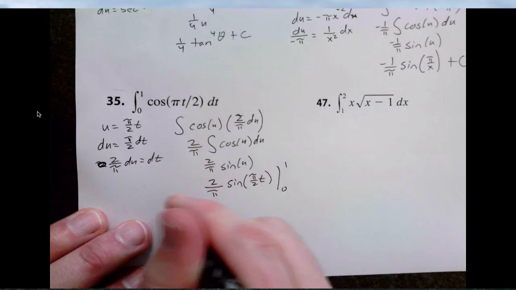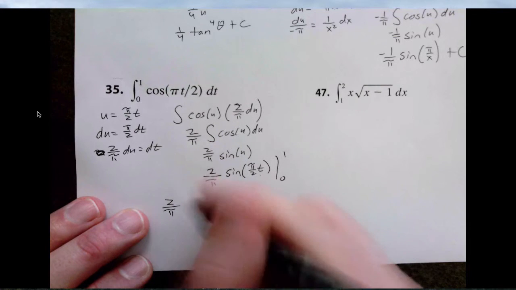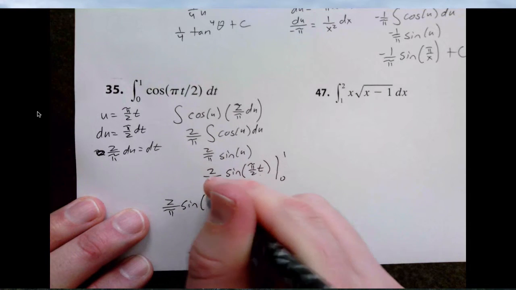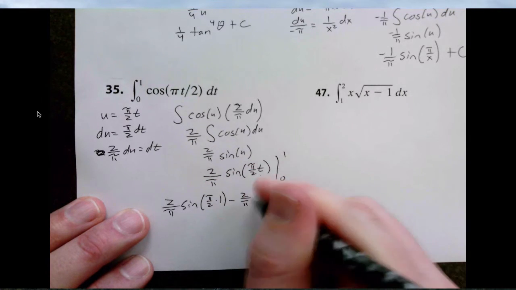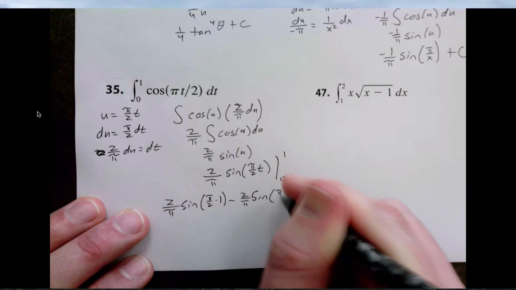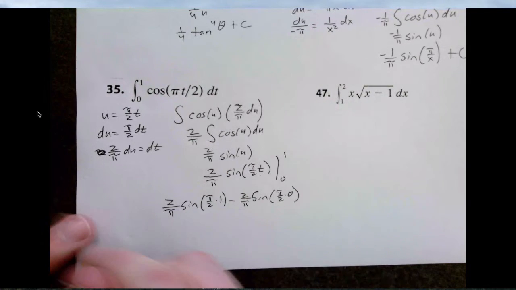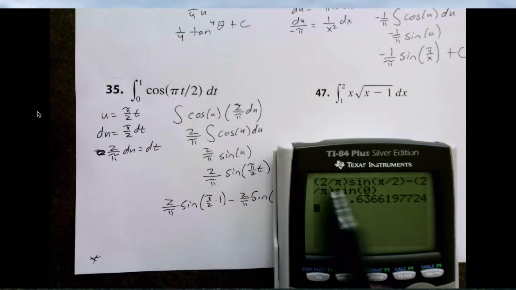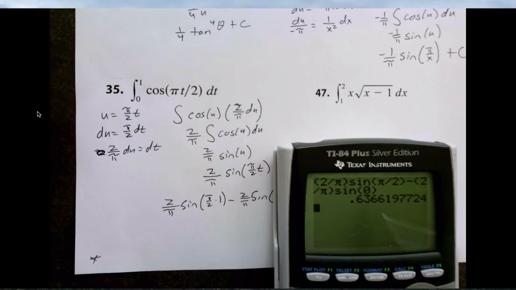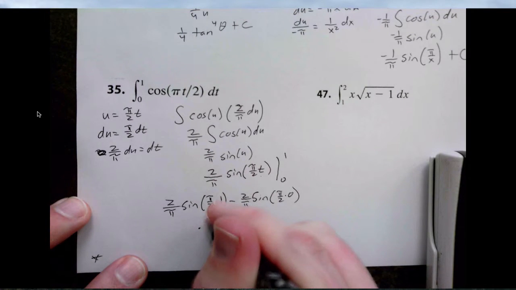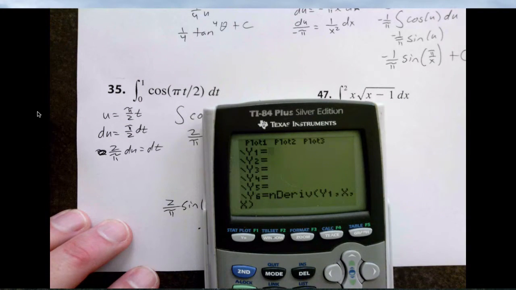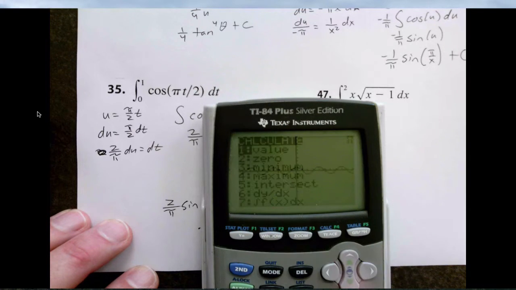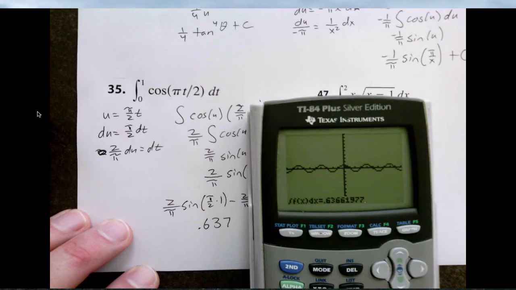So when I do this, now I have 2 over pi sine of pi over 2 times 1 minus 2 over pi sine of pi over 2 times 0. Okay, so when I type in all of this right here, I end up at 0.637. And that is the area underneath the curve. Now we could verify that on our calculator, and I find the area, and we have the same exact answer again.